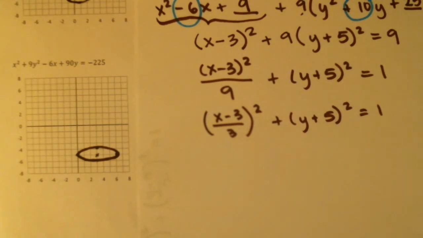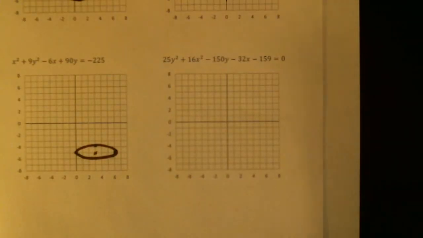So you should be able to identify the center of your ellipse as well as the very top, very bottom, very far left, and very far right sides. Okay, one more on this example that I'll go ahead and do right now. Let's see.